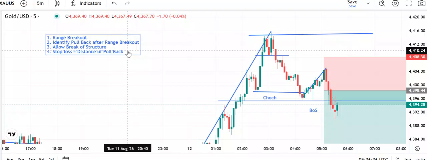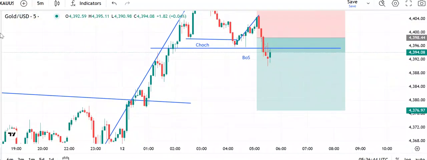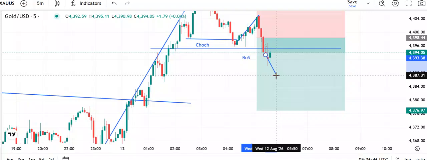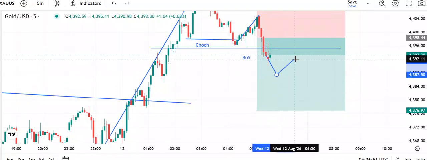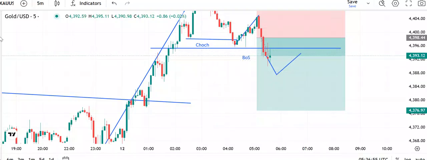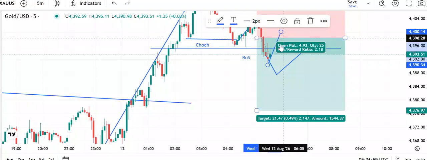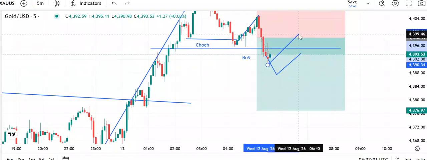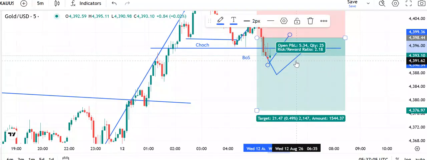Enter after break of structure or enter after second pullback. Now this is our first pullback. As price progresses, we might see second pullback, or second pullback might already have started to occur. Alright, this might end up as second pullback, or we might have it somewhere around here.